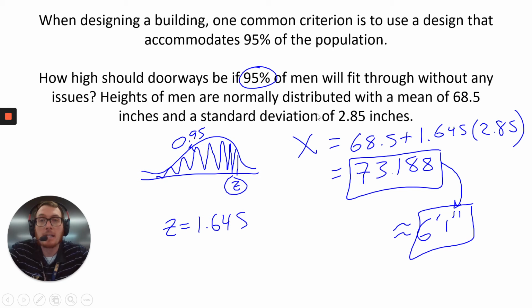Okay, the heights of men are normally distributed, same mean, same standard deviation as before, 68.5, 2.85. But in this case, I'm working backwards. So I want to make sure I find the z-score that correlates to that. So I'm looking for whatever is less than 95%. Okay, so I'm looking for 0.95 in the table. So I'm looking for the 4-digit number in the table.